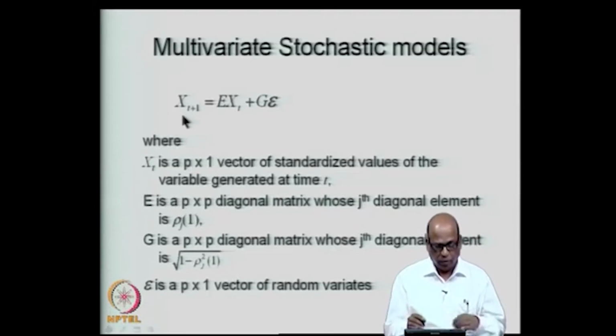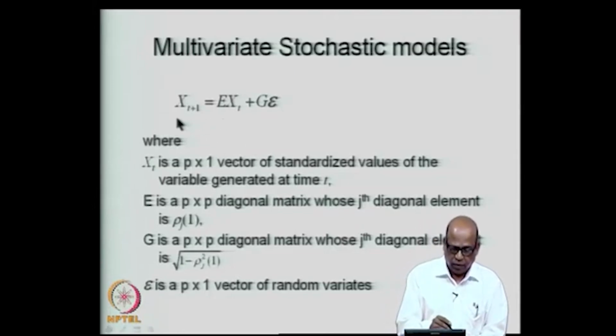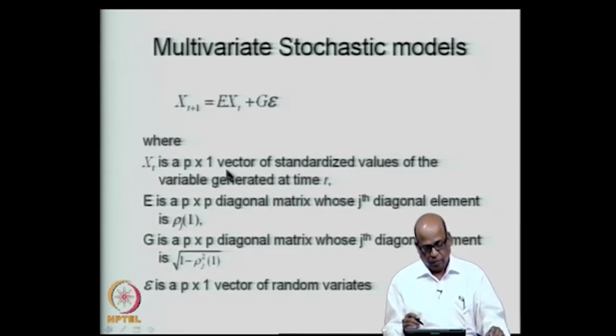So, we write this expression in a matrix form. We are generating x t plus 1 for p sites. So, x t plus 1 is a p by 1 vector of standardized values now.